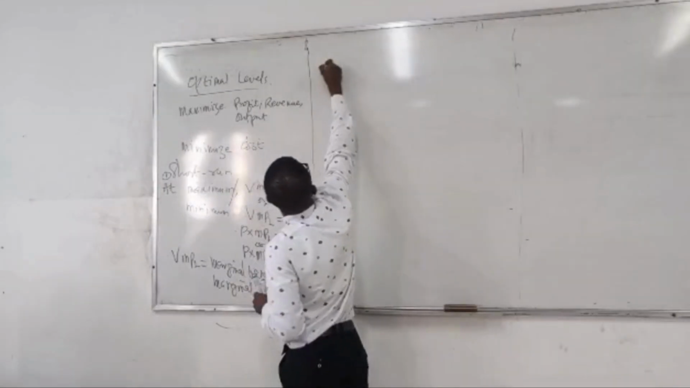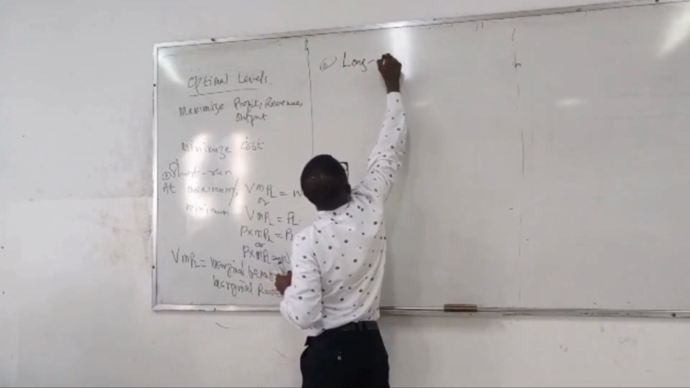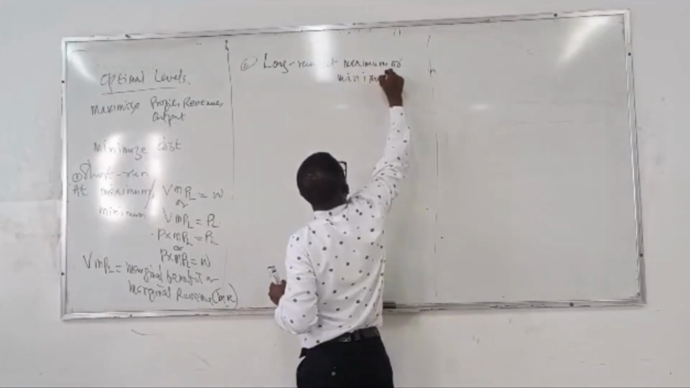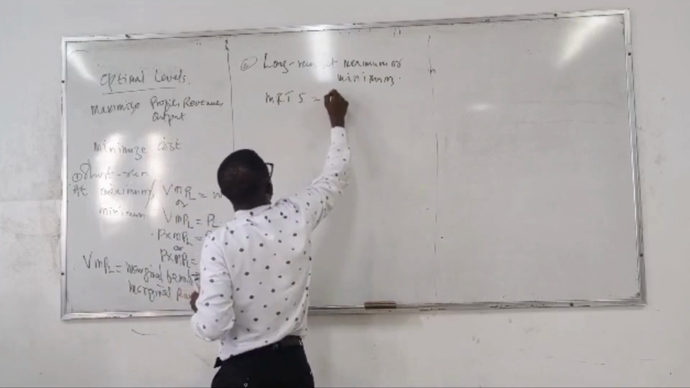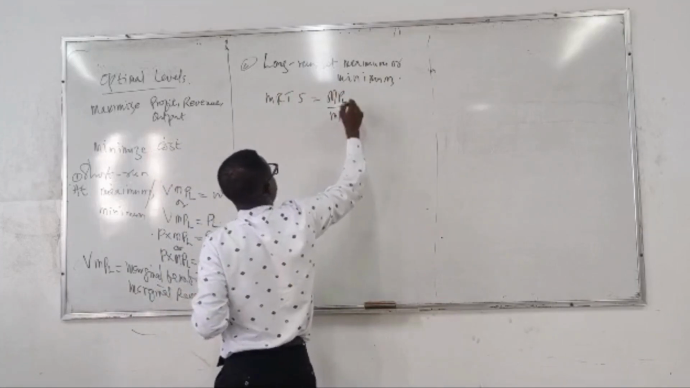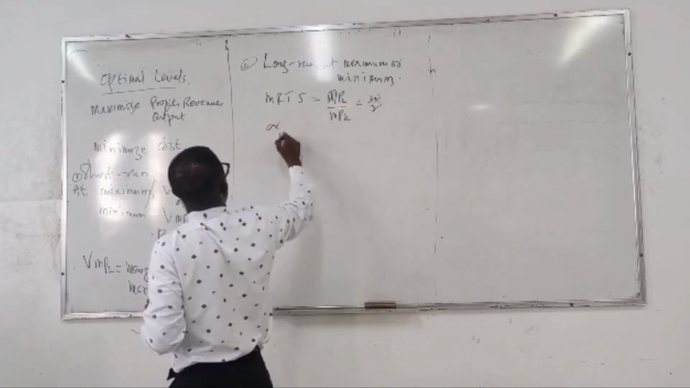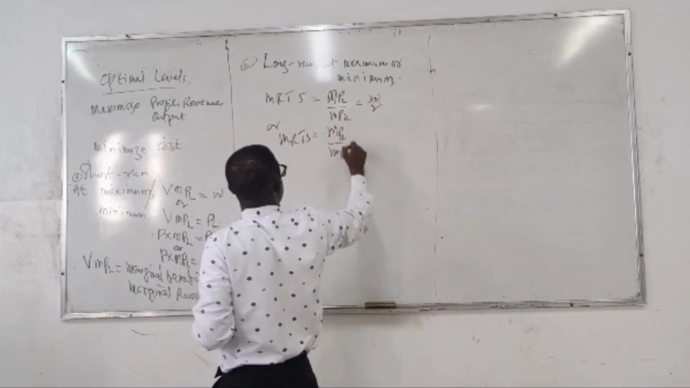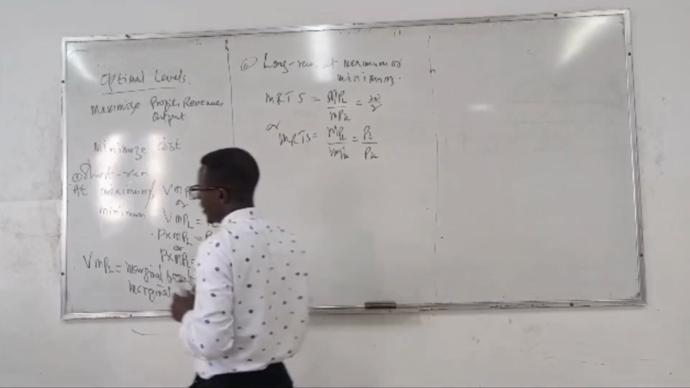Short run. In the long run, at maximum or minimum, we say that the marginal rate of technical substitution equals MPL over MPK, equals what? The wage over the rate. Or the marginal rate of technical substitution equals MPL over MPK, equals PL, the wage, over PK, that's the rate. Right?